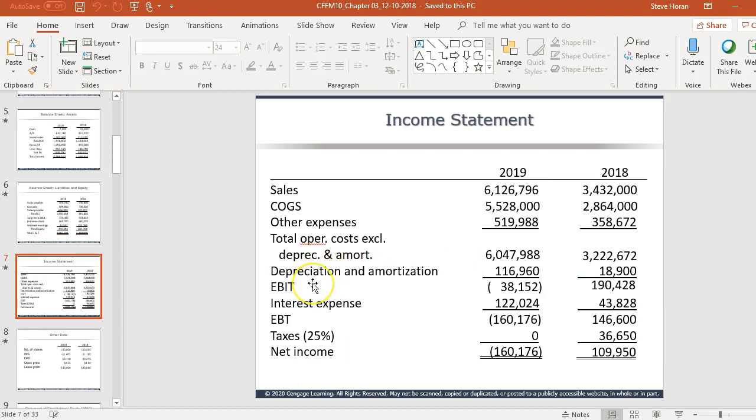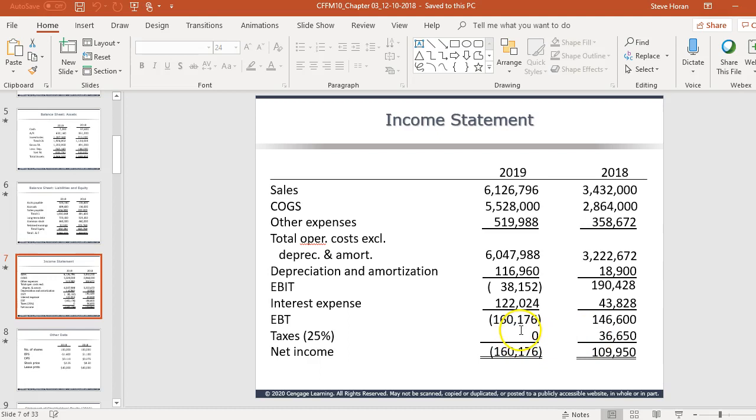And EBIT stands for earnings before interest and tax. It's kind of like operating income would be one way to call that. So it was a positive, and now it's a negative. And then, of course, because I have more debt, I have more interest expense. So my EBT, my earnings before tax, you can see now is a significant loss. And then I have a tax at 25%.